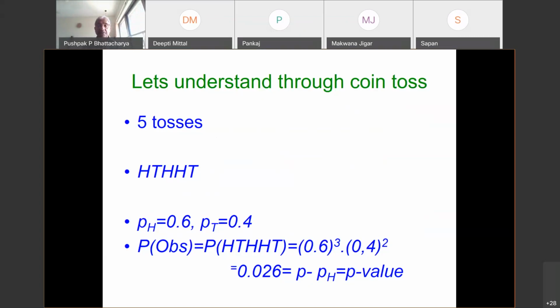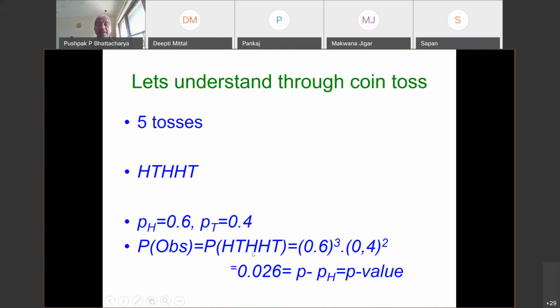Under this assumption, or under this parameter, what is the probability of the data? The probability of the data, the sequence head, tail, head, head, tail, is 0.6 to the power 3 into 0.4 to the power 2, which comes out to be 0.036. Okay, so the probability of the observation is 0.036. The parameter values are 0.6 and 0.4.